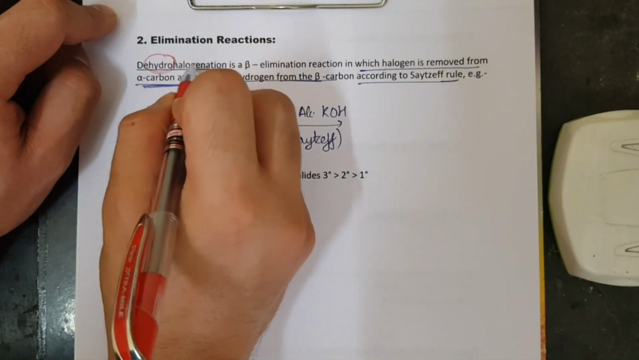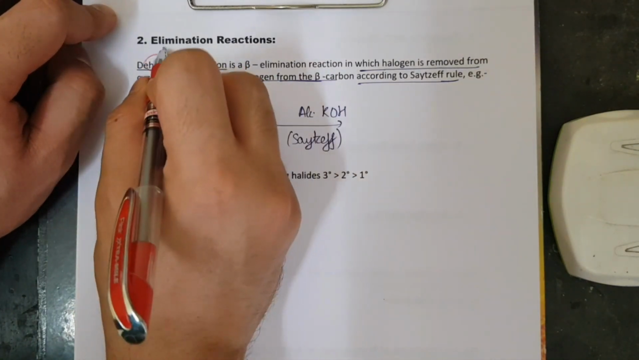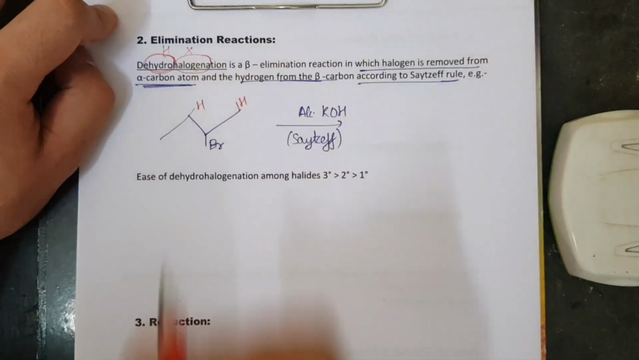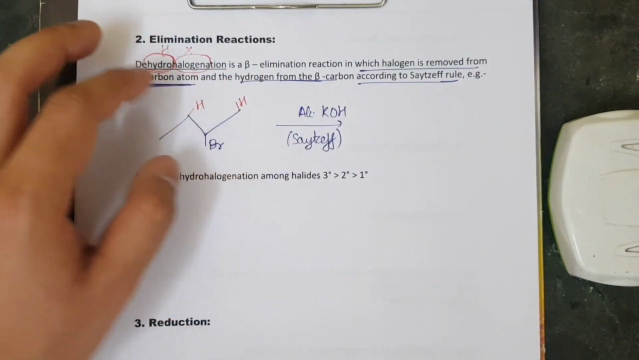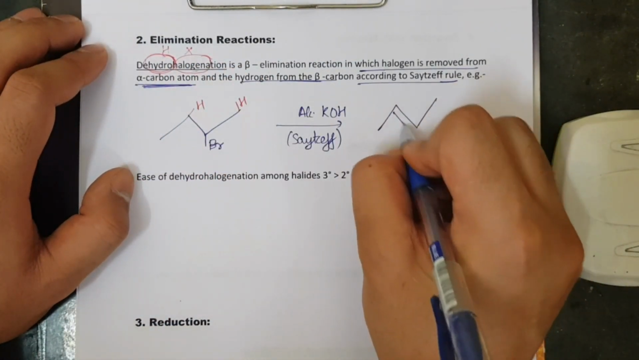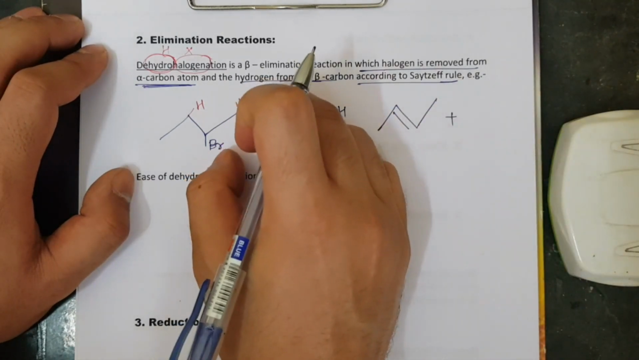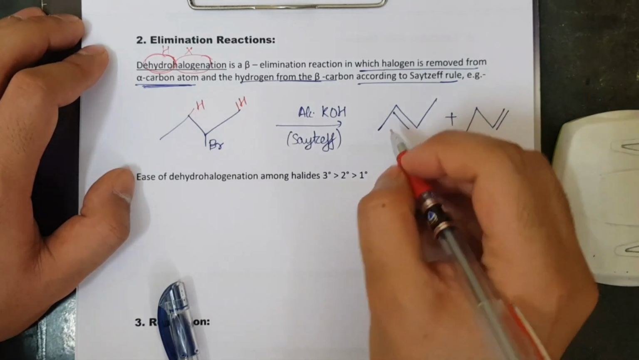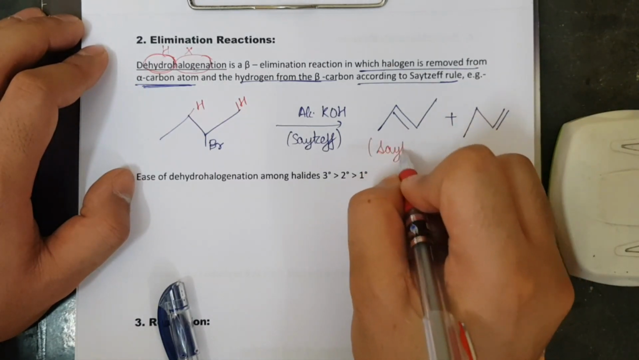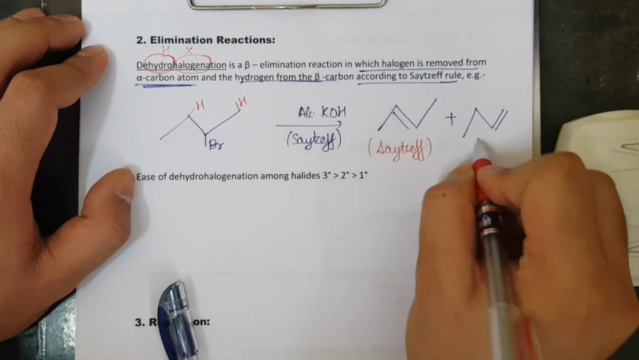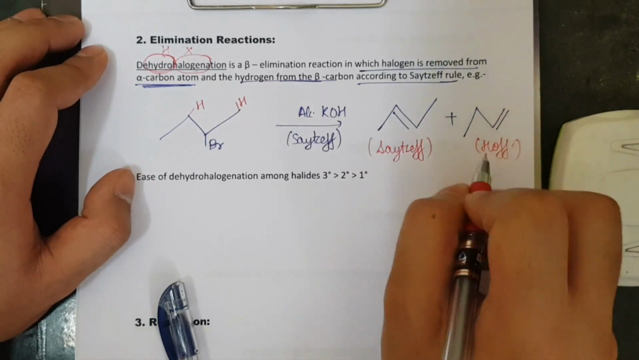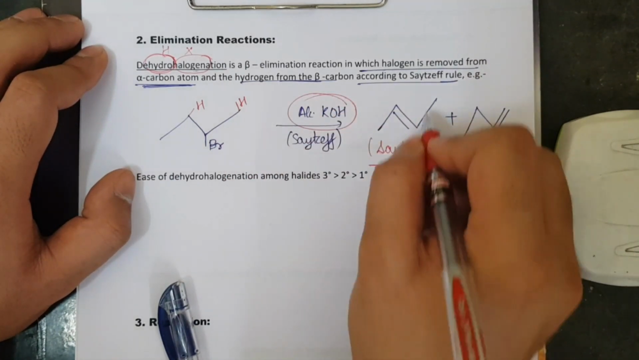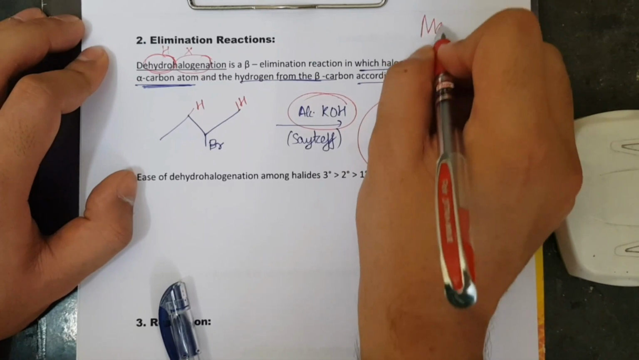Dehydro, hydro means hydrogen, halo means halogen. So basically HX is removed here. Okay, so let us remove from here. We get the product formation to be this one, plus if we remove from here, we get the product formation to be this one. Now this product will be the major product because it is Saytzeff and this is Hofmann. In the case of alcoholic KOH, Saytzeff is major, so this will be the major product which will be formed in this particular reaction.